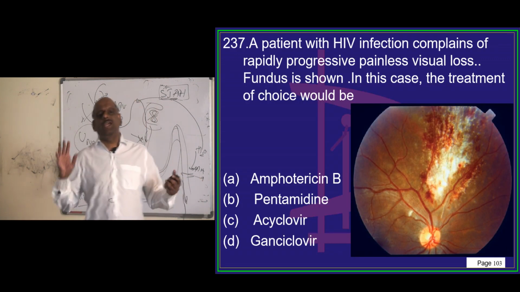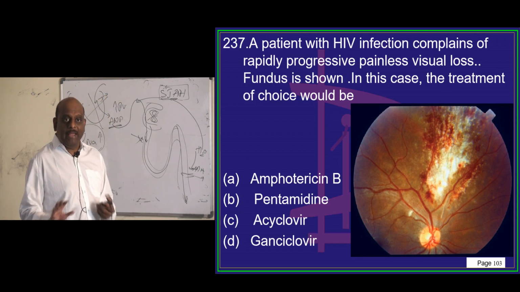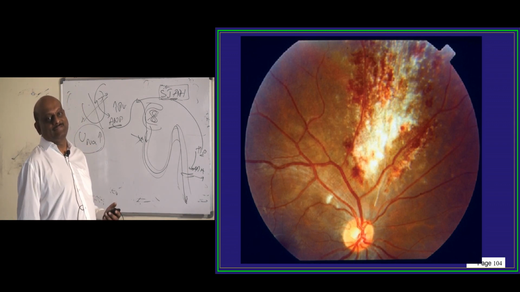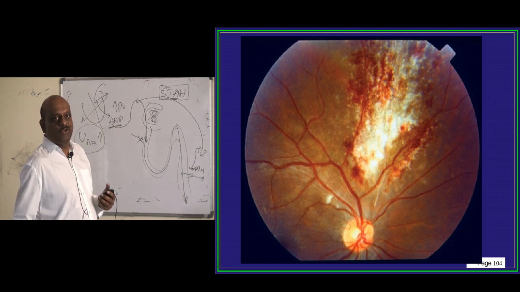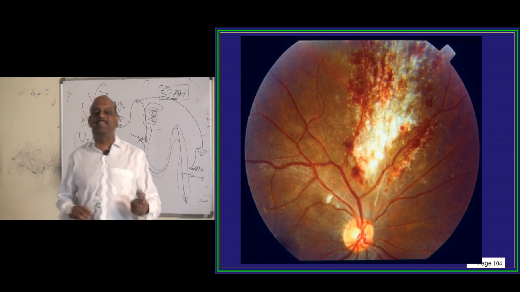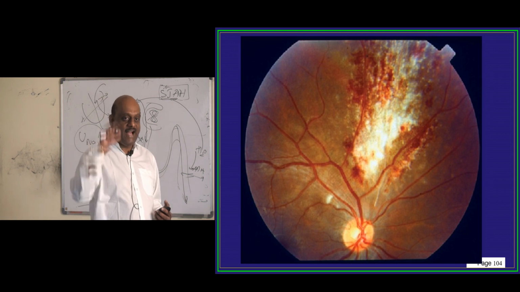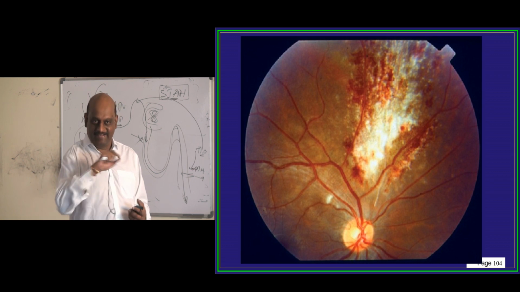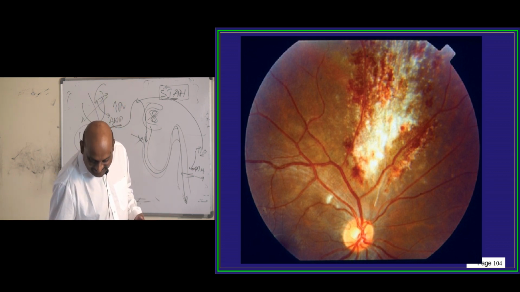A patient has HIV infection, rapidly progressive painless visual loss, and the fundus is being shown to you, right? So looking at this fundus, what is the favorite food Italians discovered, doctor? Dash hut. What hut? Or a dash corner. What is that food discovered in Italy? Right?